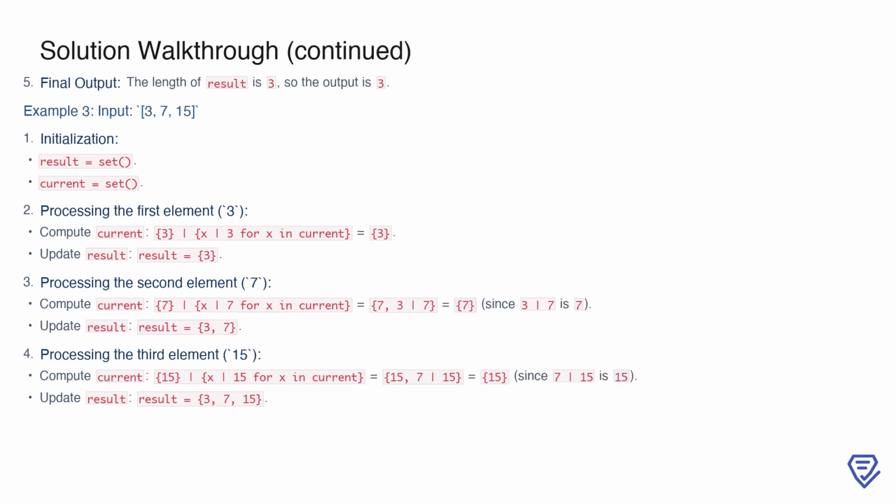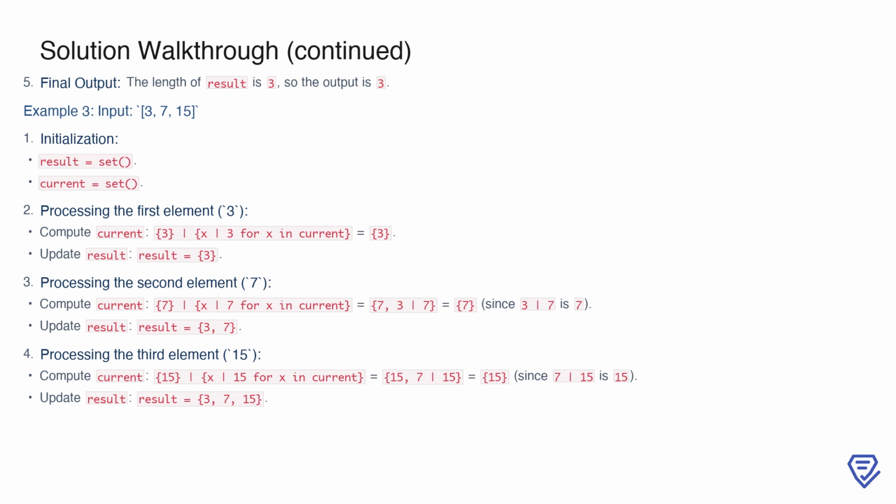In our third example, with the input 3, 7, 15, we again initialize result and current as empty sets. Starting with the first element 3, the OR operation gives 3, and we update result to 3. Next, we process the element 7. The OR operation between 7 and the previous current set, 3, results in 7, since 3 OR 7 equals 7. Updating result now gives 3, 7.